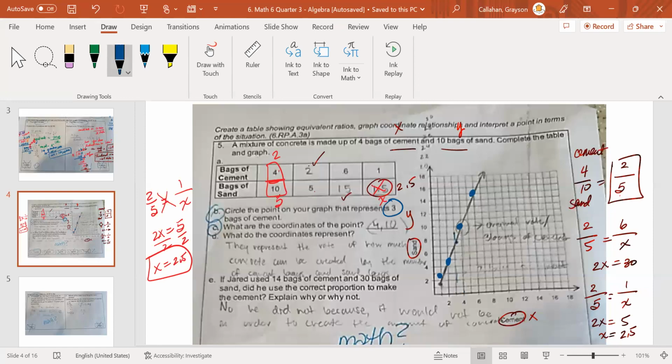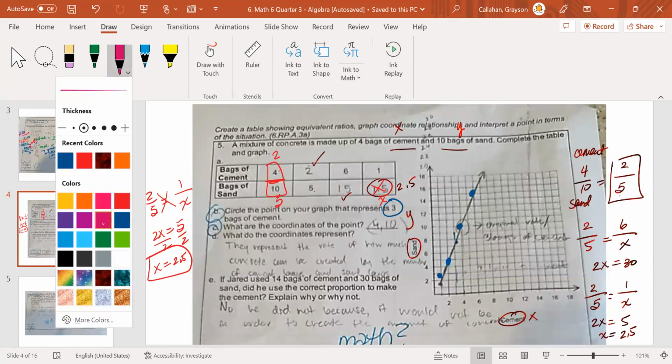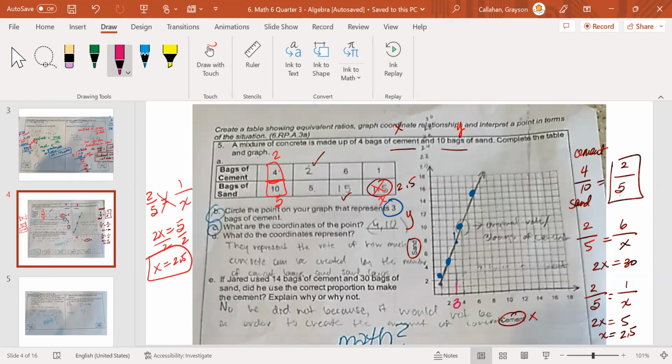Well, I don't know how you missed this one because that's a really easy question. Here's 3. Do you see that? It should be this point right there. I don't know what you're doing. This is 4 bags of cement right there. I don't know why you circled that. Do you see that though?